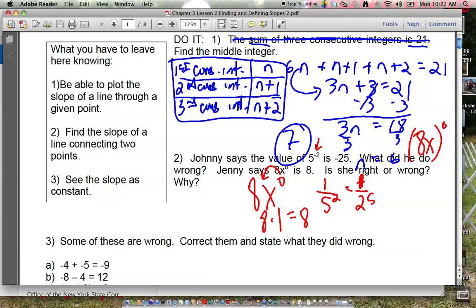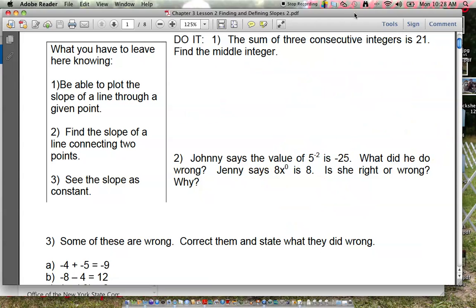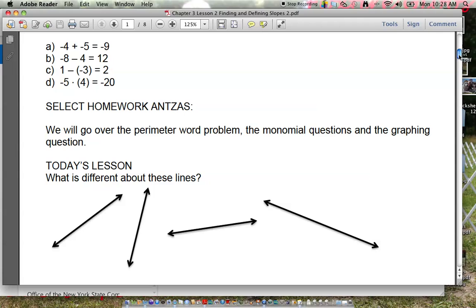Okay. Next, some of these are wrong. Which ones are wrong? And then correct them. Is negative 4 plus negative 5 negative 9? Shema, what do you think? Negative 4 plus negative 5, is it negative 9? Well, then what do you think it is?